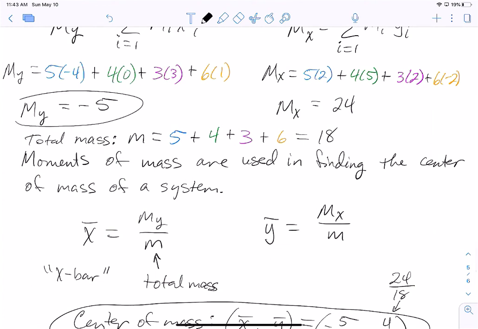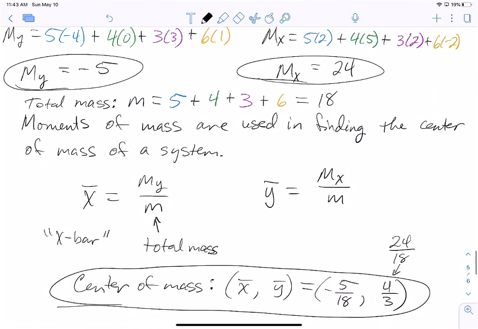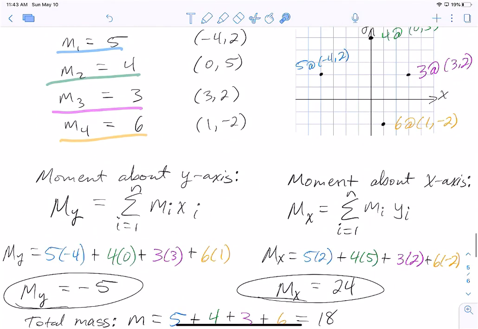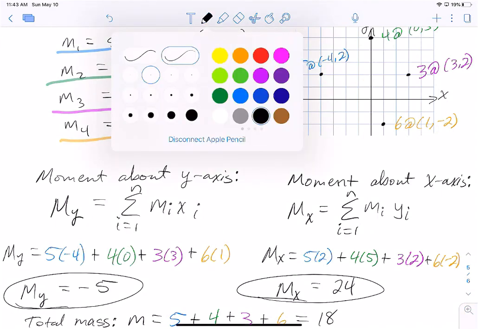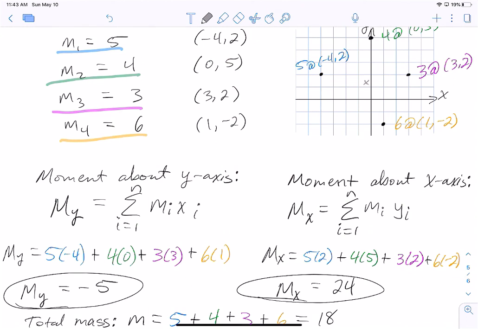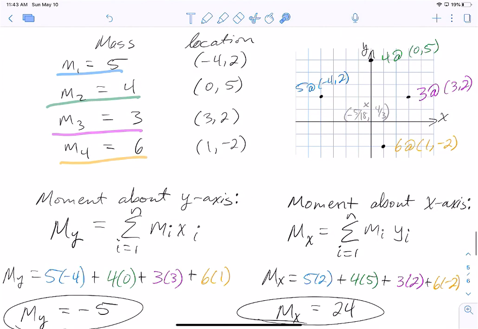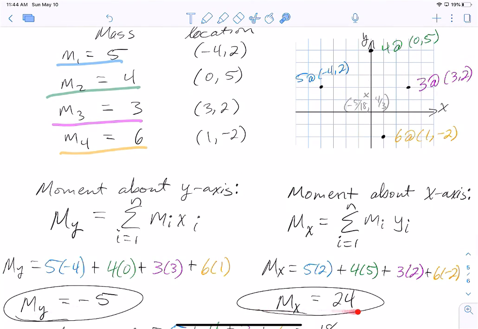The moment about the y-axis is negative 5. The moment about the x-axis is 24. Visually here, negative 5/18 is about 1/3, and then 4/3 is a little bit more than 1. And so what we find is that the center of mass of the system is in the second quadrant at coordinates negative 5/18, 4/3. That's the point where this system would balance. Put a different way, if all of the mass in this system were located at that center of mass, then the moments about the y-axis and the x-axis would remain unchanged.